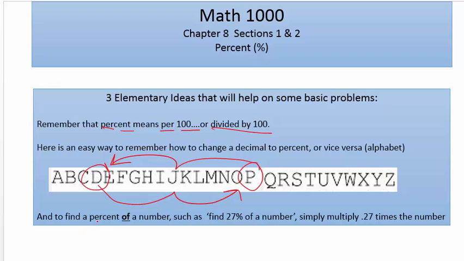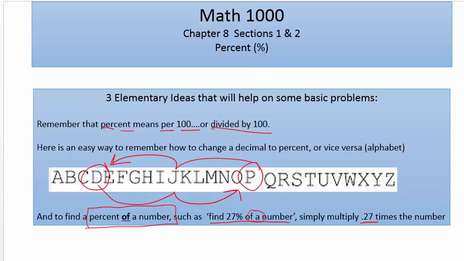And then finally, a real quick way to find the percent of a number. So if you're asked to find 30% of 85 or 25% of 17 or something, here's an example right here. Find 27% of a number. You simply take 0.27, because 27% changes to 0.27, and take that times the number. So of a number means times a number.